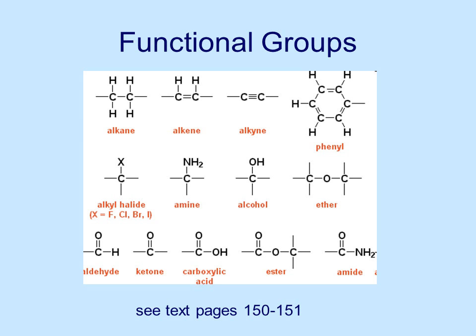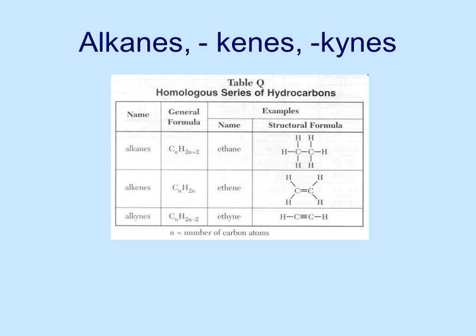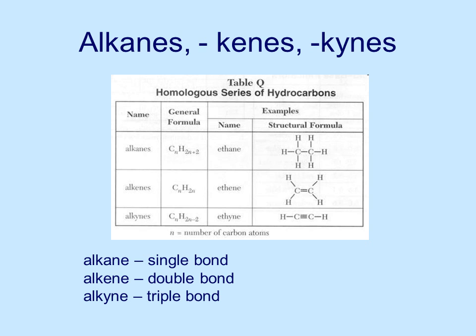Okay, here are the primary functional groups in organic chemistry, and you can find illustrations on pages 150, 151 of your text. The purpose behind a functional group is to identify a specific structure that will undergo some kind of reaction. Now, alkenes, alkynes, and alkanes are hydrocarbons. The alkanes have all single bonds. The alkenes have a double bond, and the alkynes have triple bonds. The alkenes and the alkynes will be much more reactive than the alkanes.